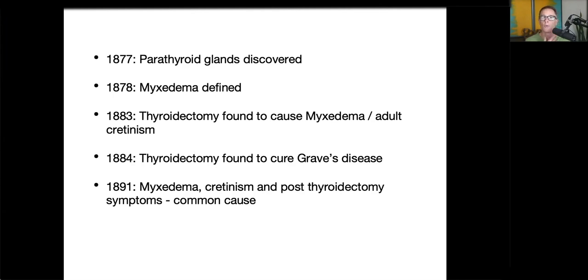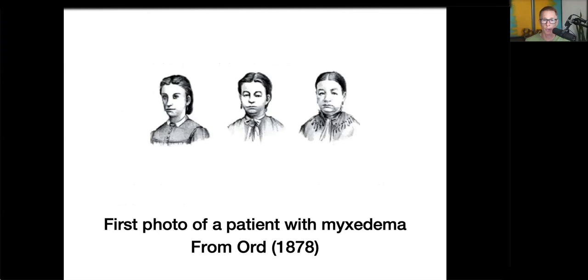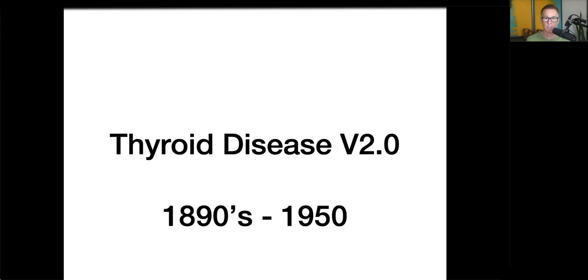They realized, wow, when the thyroid is gone, that's another way in which people develop this adult onset cretinism. And they found that thyroid removal could cure some complications from Graves' disease. So myxedema, cretinism, and post-thyroidectomy symptoms were found to have a common cause. They were all related. This was actually one of the first medical photos, which was poor resolution, but this is from 1878, and this was a patient that developed myxedema. So this was the progression of her as that started to show up.